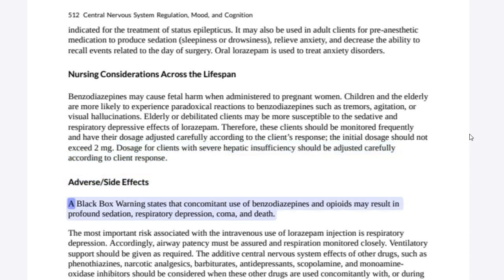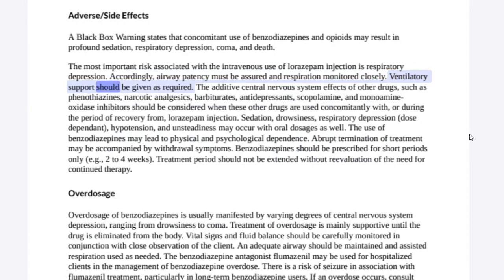Adverse side effects: a black box warning states that concomitant use of benzodiazepines and opioids may result in profound sedation, respiratory depression, coma, and death. The most important risk associated with the intravenous use of lorazepam injection is respiratory depression. Accordingly, airway patency must be assured and respiration monitored closely. Ventilatory support should be given as required.